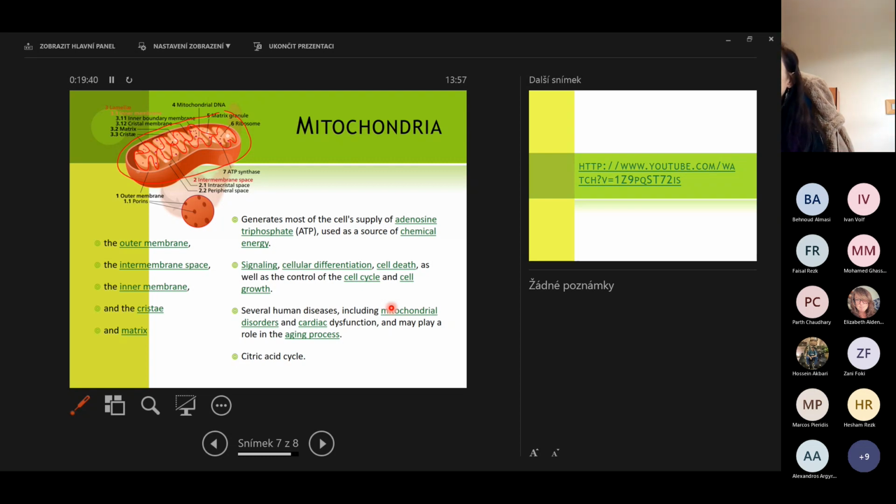Mitochondria are also important. It means that this organelle was eaten, phagocytated by a eukaryotic cell. However, it wasn't digested. It means that the organelle remained inside the cell without digestion. Therefore, we call it a semi-autonomous organelle.